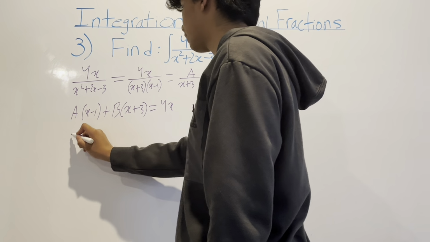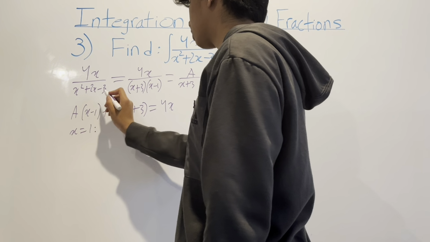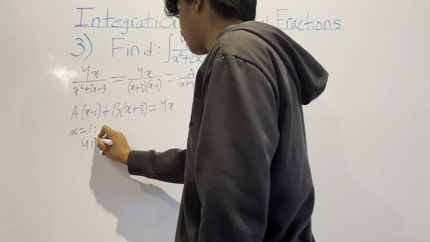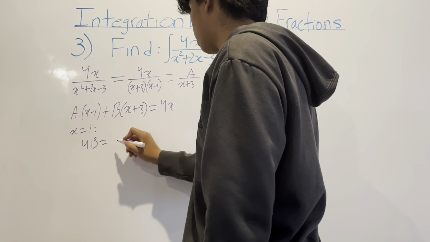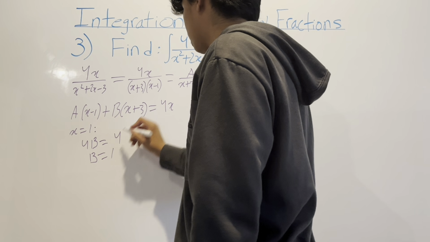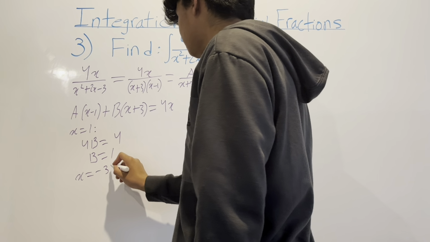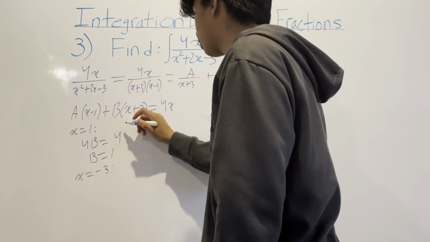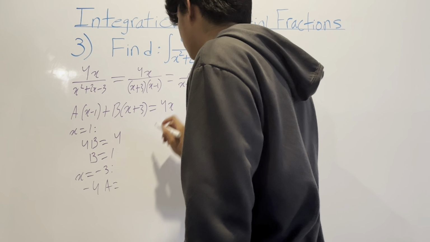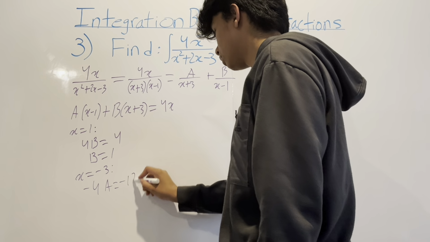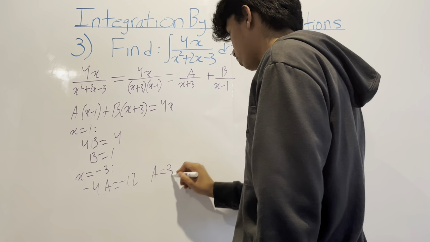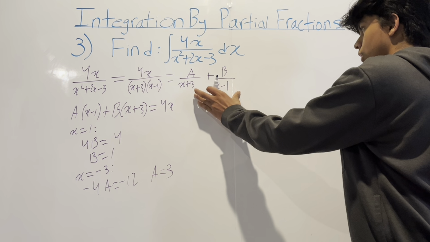x minus 1 equals 0 will give us x equals 1. And then this will get canceled off, so B times 1 plus 3 is 4, so 4B equals 4 times 1, which is 4, so B equals 1. And then x plus 3 equals 0, x equals negative 3. So this will get canceled off. A times negative 3 minus 1 is negative 4. So negative 4A equals 4 times negative 3, which is negative 12. So 12 divided by 4 is 3. So A equals 3.